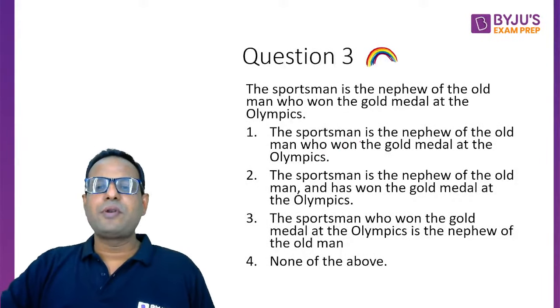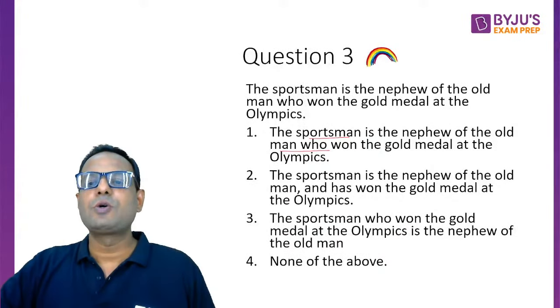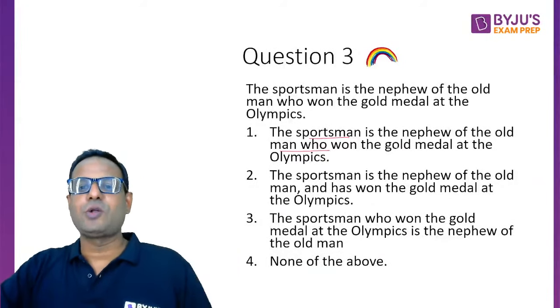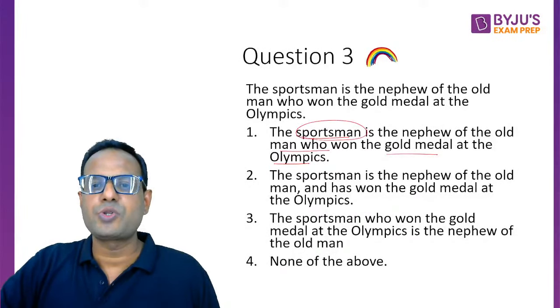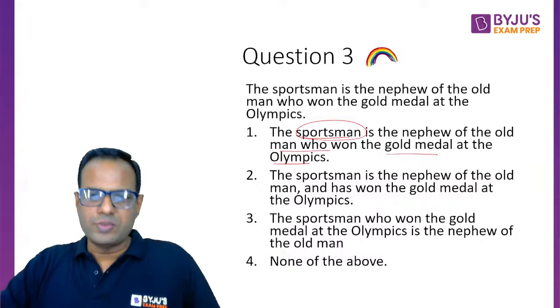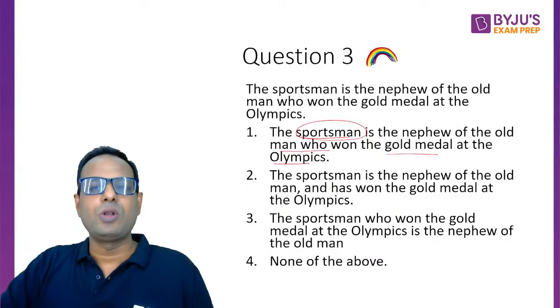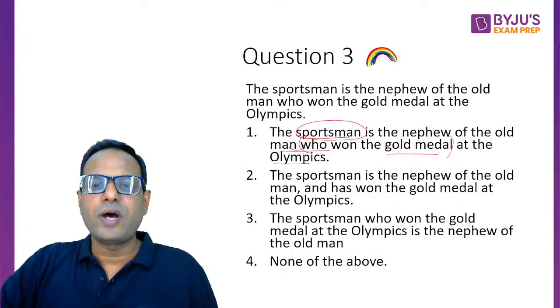See, you have to look at grammar as well as logic. There's a possibility of both the sportsman and the old man winning a gold medal in the Olympics if the old man happens to be a sportsman. So what is logical? We are talking about an Olympic gold medal and we have the word sportsman. Common sense says that a sportsman should win a medal at the Olympics. So where is the modifier? Who won the gold medal. Now, ideally, who won the gold medal can qualify the old man, and it can also qualify the sportsman.